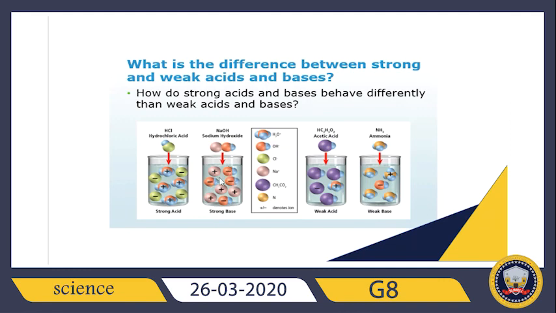ions. So the main difference between strong acids and weak acids, and strong bases and weak bases, is that strong acids and bases will always completely break apart, and they will result in the formation of so many hydronium ions and hydroxide ions. But weak acids and weak bases will partially break apart, and they will result in the formation of few hydronium ions and few hydroxide ions.